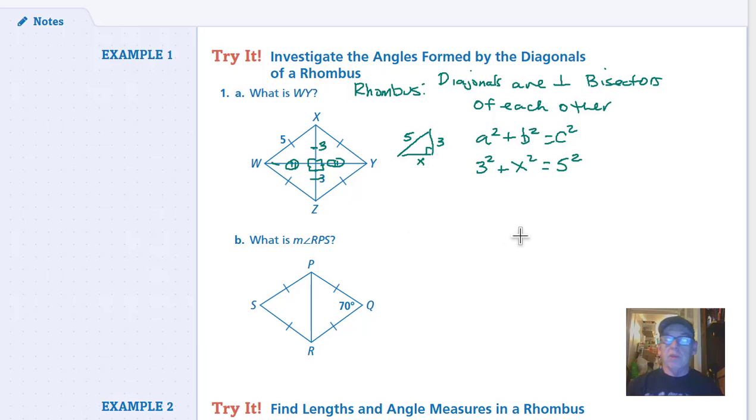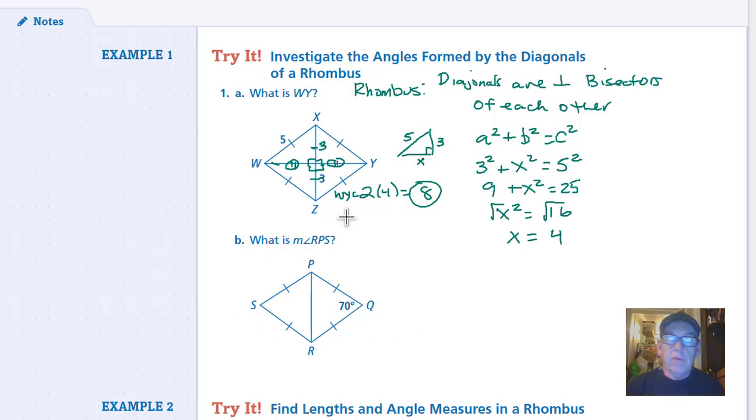So 3 squared plus x squared is equal to 5 squared, which gives us 9 plus x squared is equal to 25. Take 9 away from both sides. X squared is equal to 16. And the square root of 16 is 4. So we're taking the square root of both sides. So x is 4. Now if x is 4, this total WY length is 2 times 4 equals 8.